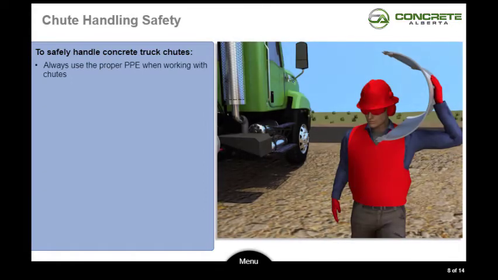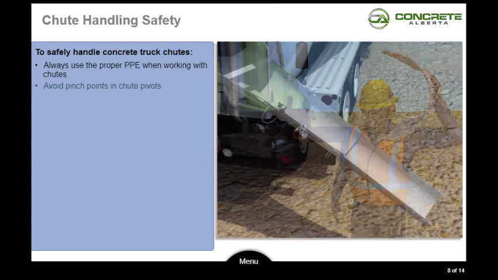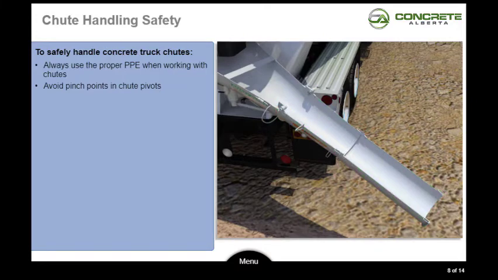Follow these guidelines to safely handle concrete truck chutes. Always use the proper PPE when working with chutes. Wear gloves and a hard hat to protect against injury. Always be careful to avoid pinch points in chute pivots. Place fingers around the side edges of the chute. Be on the lookout for untrained workers near the chute. Care should be taken to assure the person responsible for the chute is prepared for this weight when the concrete starts discharging, and that other workers are not potentially at risk if the chute swings free.